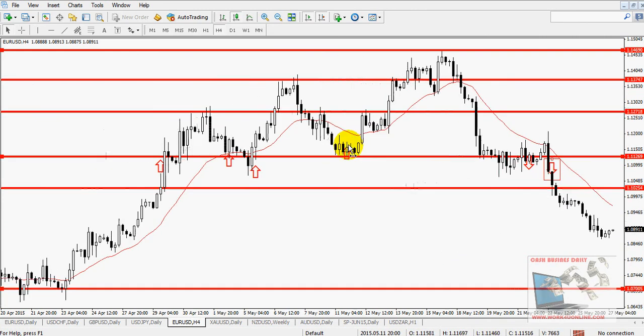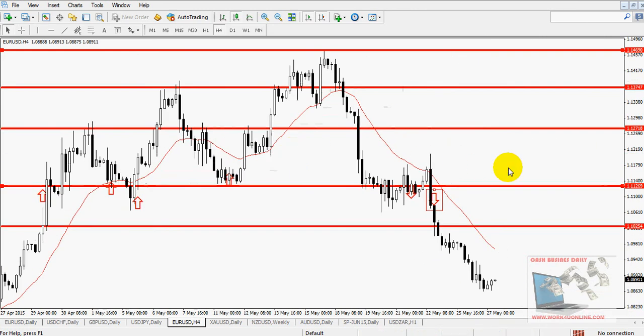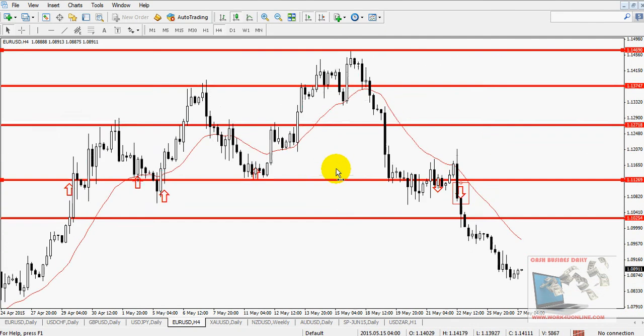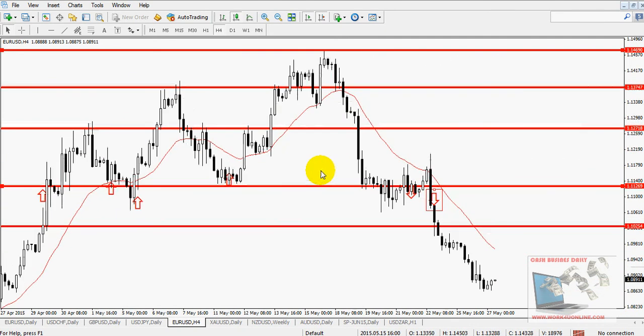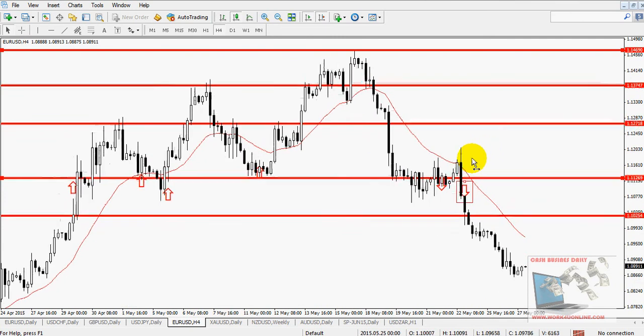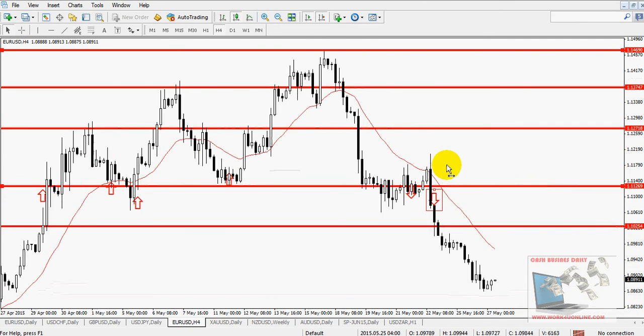So you see, this is the power of support and resistance, guys. And if you want to learn more about these strategies, how to control and minimize your losses, I'm always here. You can contact me, you can always comment, and then subscribe, and there will be more videos coming to show you how to trade with this.